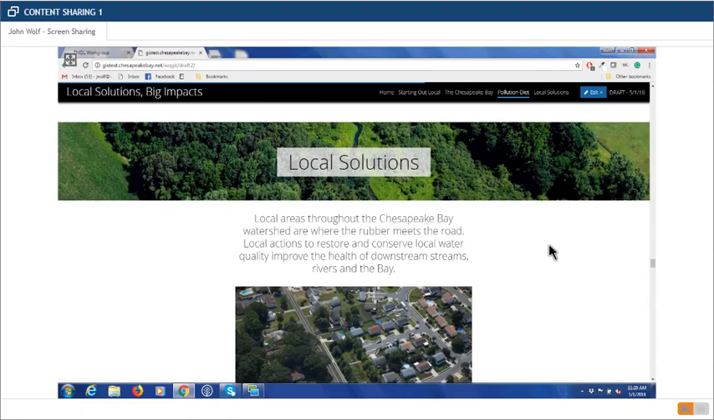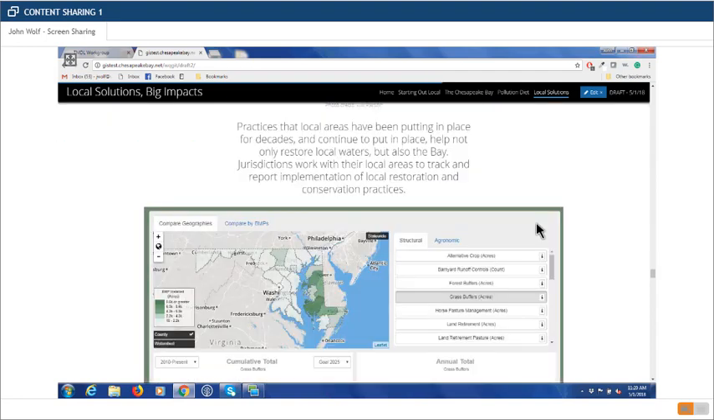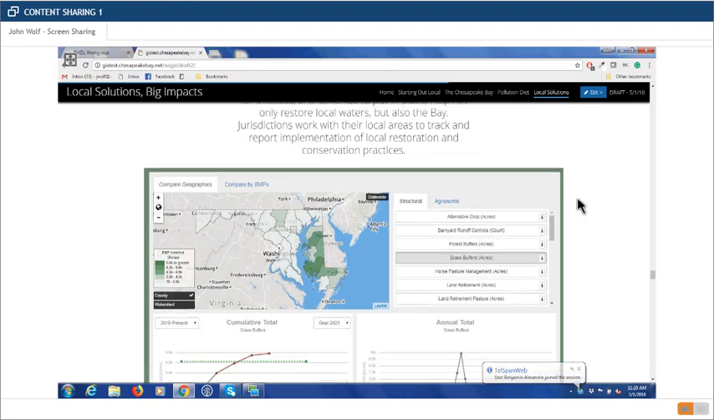Okay, so we sort of made that connection from local problems to the bay problem, and now we have allocations at the major state basin throughout the watershed. Now we're going to go back into the local areas where a lot of those decisions are made, where the rubber meets the road, if you will. And the idea here is that there are a variety of practices, best management practices that are important in terms of protecting local waterways, but are also important in terms of keeping track of progress towards cleaning up the bay.